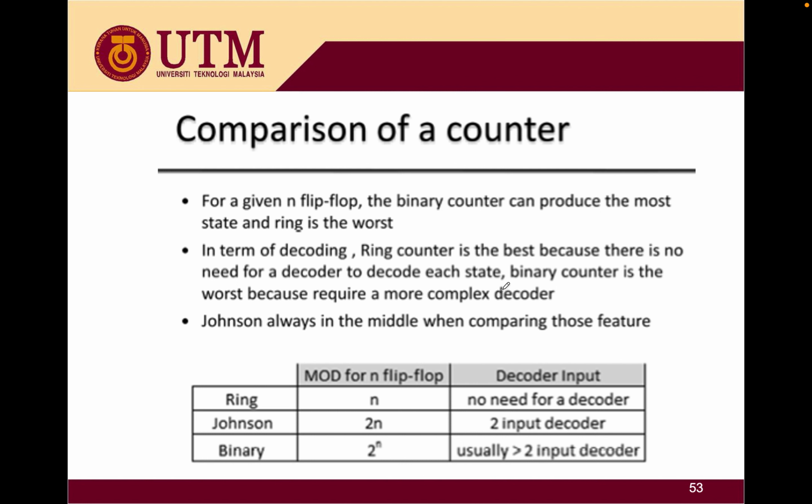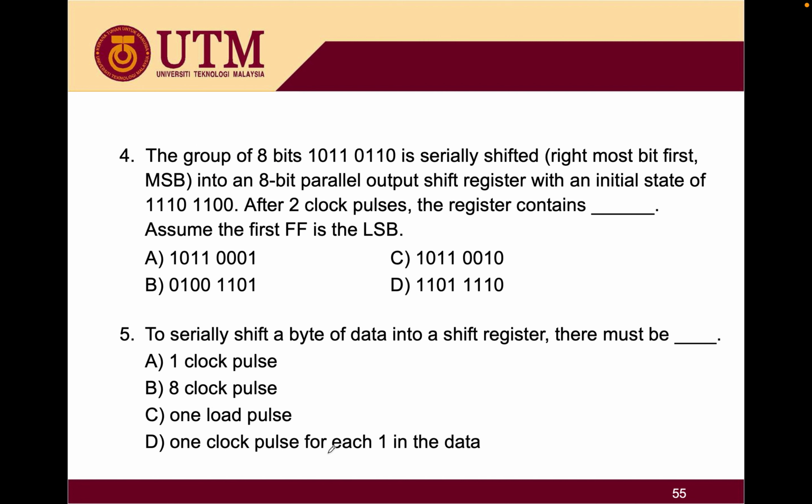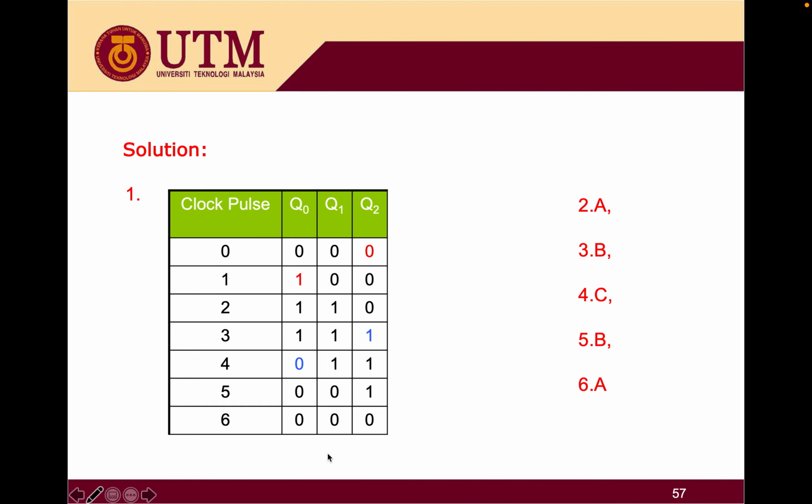On top of that, there will be a comparison of the counters. You're going to have ring, Johnson, and another one is binary. But throughout, these 2 are important. Still, binary you still need to know in the basics. And there are several exercises you can try, because you also have multiple choice questions here. It's good for you to try, and this is the solution.